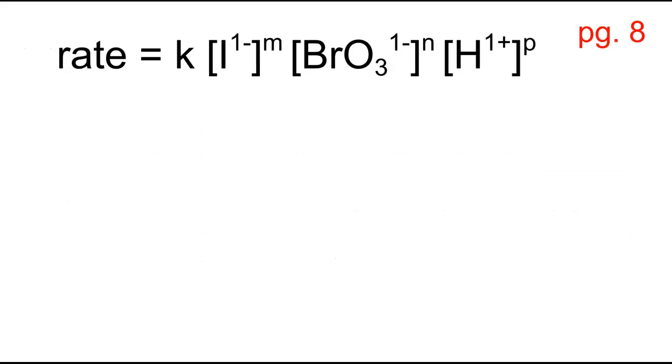Okay, for page 8, we need to figure out what that rate law expression is at the bottom. First of all, we know that it's going to be something like this. So rate equals k, iodine to the M order, bromate to the N order, and H plus to the P order. Remember that we have to calculate what these three exponents are based on the data that we collect. So this is what you should write down when you get to the bottom of page 8 where it says, what is the rate law expression?